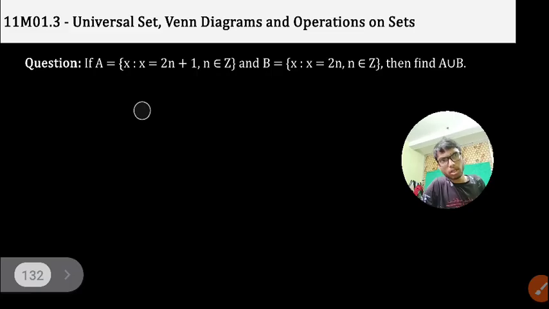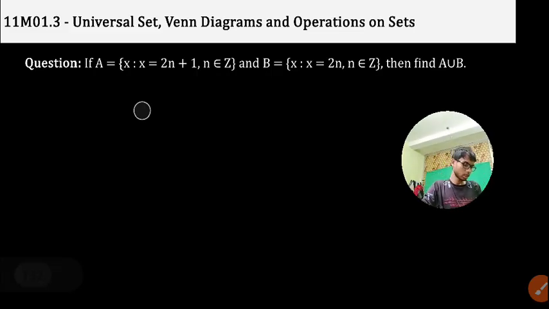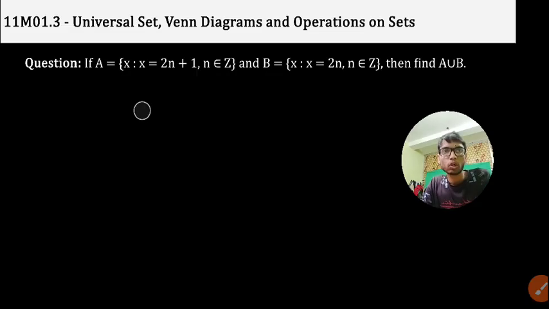Right now there is one question which is in front of you. Let's answer it together. Question: if a set A is the set of x such that x is equal to 2n plus 1, and n is a what? N is not a natural number, n belongs to Z. This is what? Integer number.